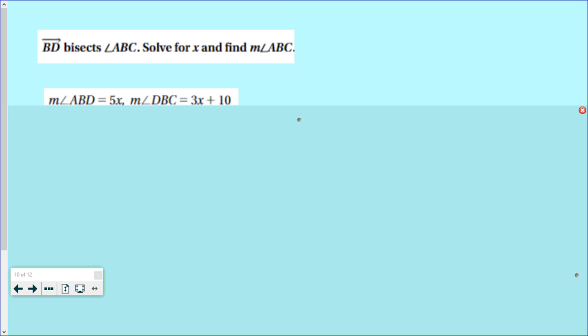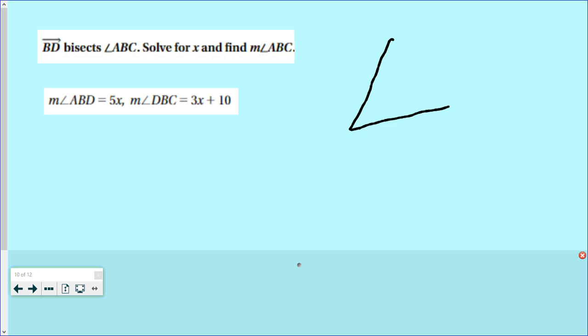Let's look at a couple situations. Ray BD bisects angle ABC. Solve for x and then find the measure of angle ABC. They give us the information that the measure of angle ABD is 5x. The measure of angle DBC is 3x plus 10. So let's draw a diagram to help us visualize.